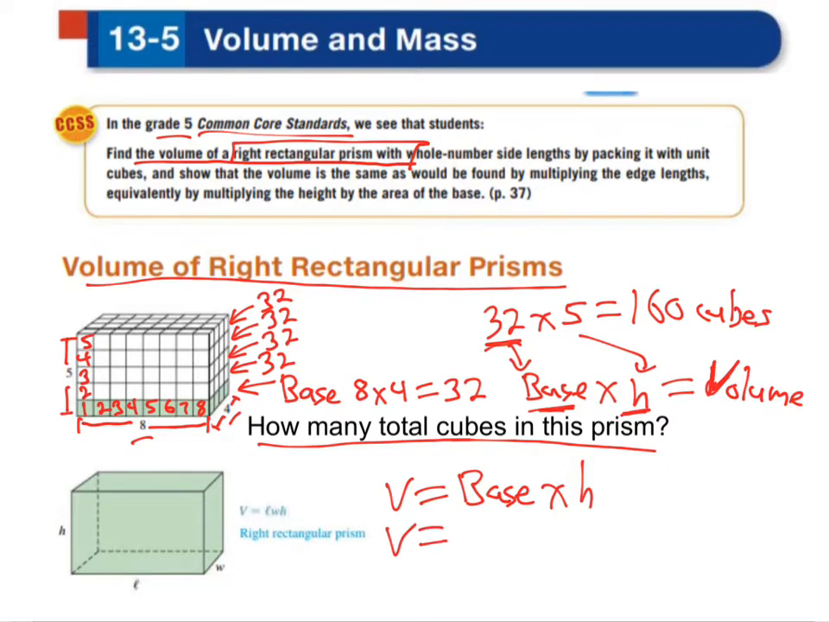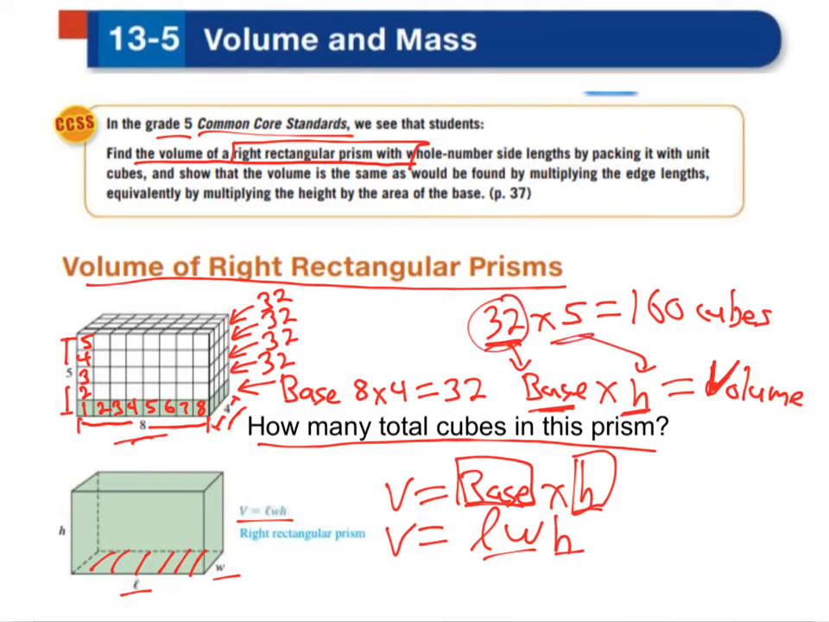And what is the base? The base of this shape is length times width, because it's a rectangle. Length times width times height. So there's the volume formula, length times width times height. But the easy way to remember it is just ground floor, base, times the height. Just like we did for that right rectangular prism. There were 32 on the base, it was 8 by 4, and there are 5 levels of 32. It's just base times the height.